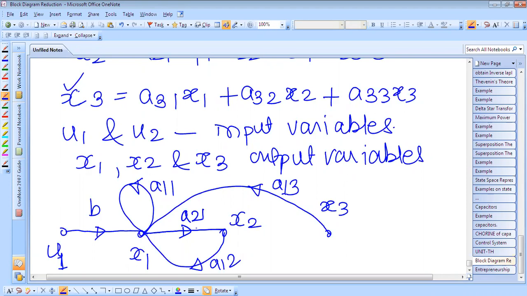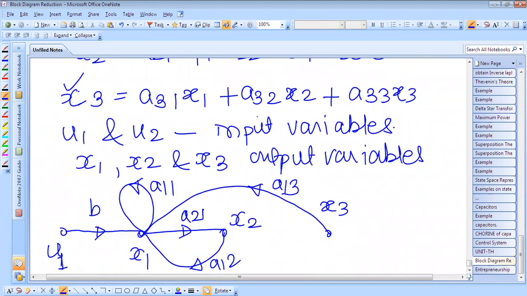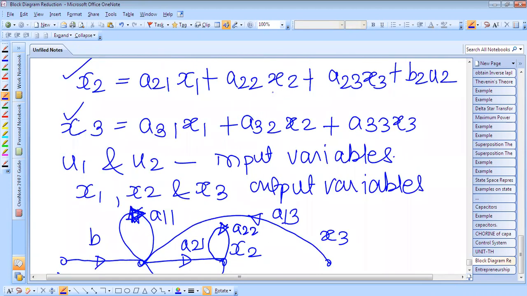Similarly, one signal is coming from x2 to x2, so that means it is a self loop. a22 is the self loop, and we draw it like this, with the direction like this. So a22 is the self loop.